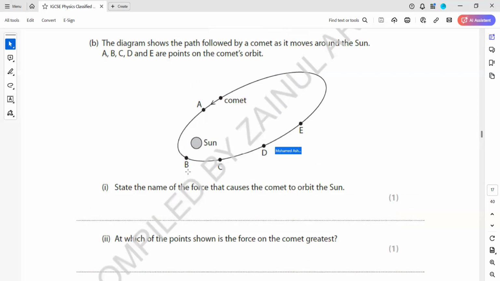Force of gravity on the comet at point D. So it should point towards the Sun because the Sun is pulling the comet. So you should draw an arrow towards the Sun.